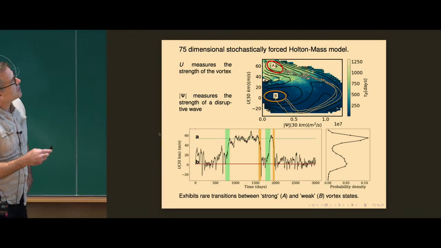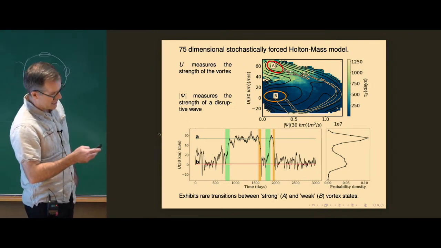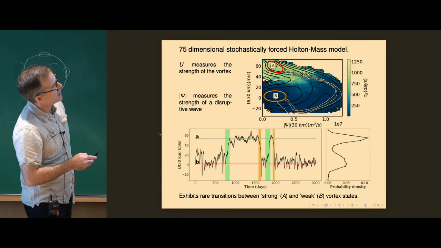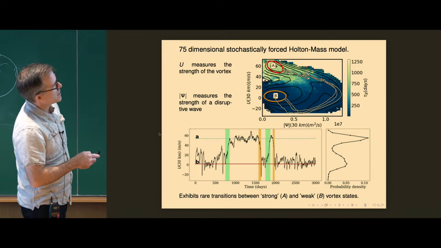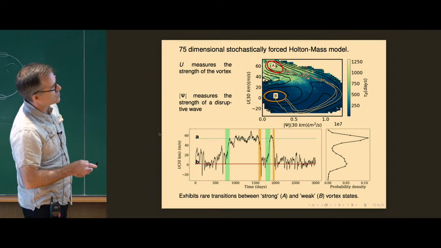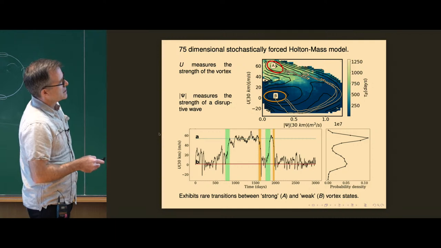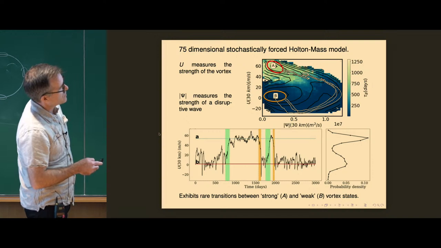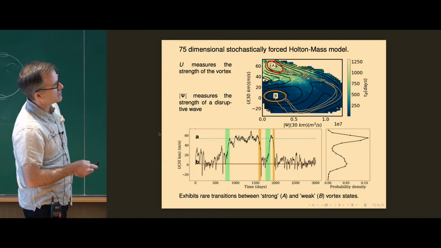In fact, I'm not going to try and say anything about sudden stratospheric warmings as they happen in the actual atmosphere. I'm going to drop right down to this 75-dimensional illustrative model, to which we've added some stochastic forcing. It doesn't matter so much how I get this model. We can talk about that. But the important thing is that you have two states, like the problems that we looked at this morning. And I'm interested in the transitions between the two. A here is the normal state with a strong vortex, and B is the weakened vortex.